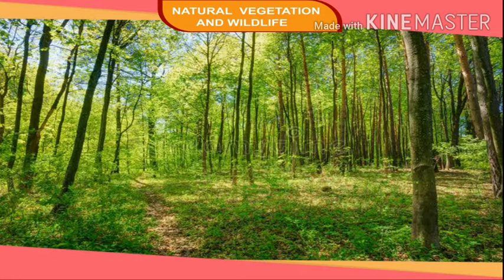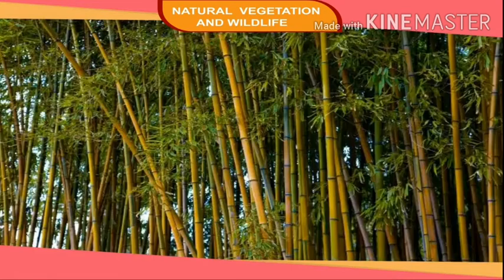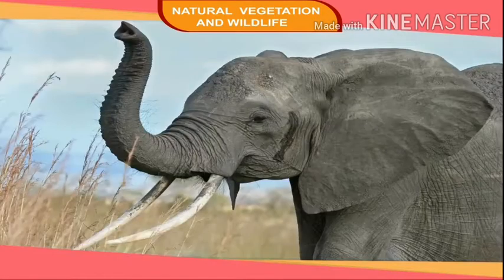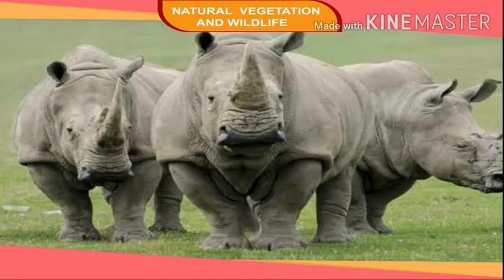These forests consist of trees with high commercial value. Teak, deodar, bamboo, rosewood, and eucalyptus are important commercial timbers. Wildlife is not very rich, but elephants, tigers, leopards, and rhinoceros inhabit these forests.